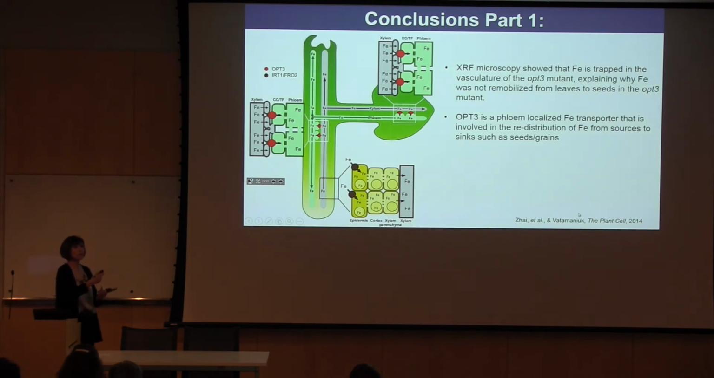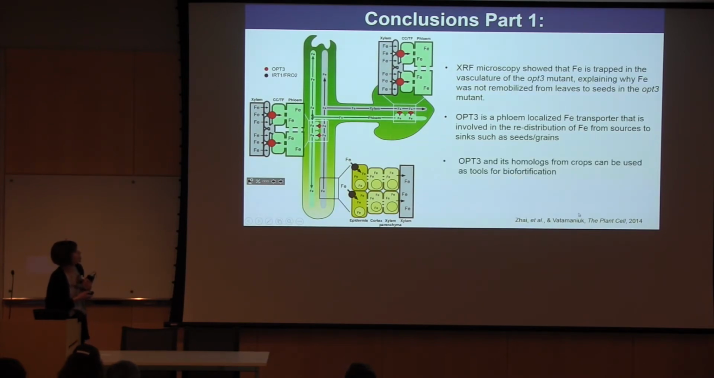So basically, XFR was the first step forward to understand what's happening in the OPT3 mutant, and why it hyperaccumulates so much iron in the leaf. It cannot move it into the seeds, and basically it's because the iron is trapped in the vasculature. Of course, you have to combine XFR with other techniques, as we've done, to fully characterize the gene function. We hope that OPT3 and its homologs from crop species can be used for biofortification, because OPT3 is responsible for loading iron into the seeds. But that's the next step. And now I'll switch gears to copper.